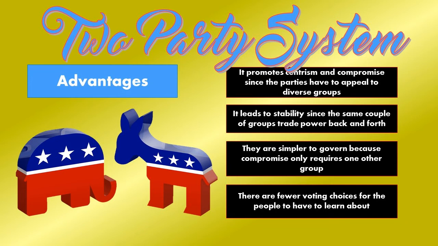It's also pretty simple because we only have to compromise with one group. So when the Republicans are in power, if they want to pass stuff, they only have to work with Democrats. They don't have to worry about working with 4 or 5 different groups.